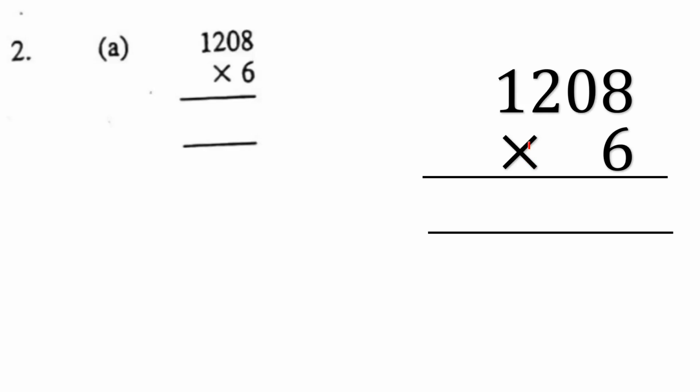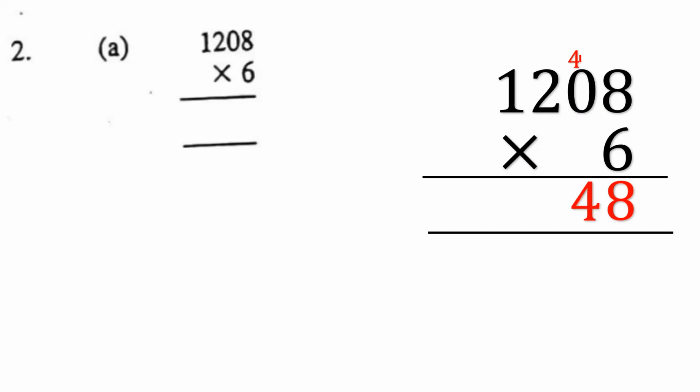Now, question number 2A is definitely a multiplication problem. We have 1,208 multiplied by 6. And so let's begin. 6 times 8. Well, 6 times 8 is 48. We put the 8 below and we put the 4 above. Next, we say 6 times 0. Well, 6 times 0 is 0, plus 4. That's going to be 4.